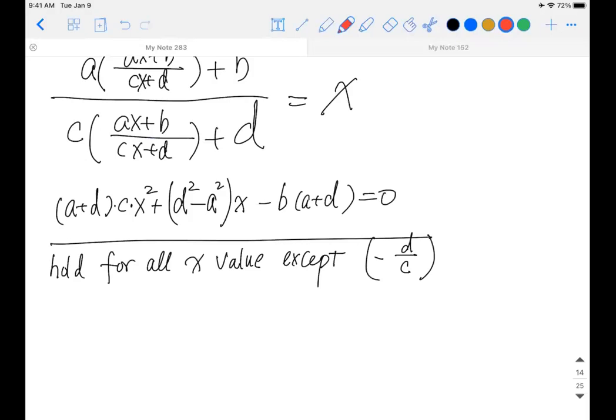You want to make sure this plus this plus this equals 0 for all the x numbers. X can be 1, can be 2, can be 1 million, 3 million, whatever you want, as long as it's not minus d over c. But is it possible? Because x is changing all the time. How can I make sure this expression holds for every single x?